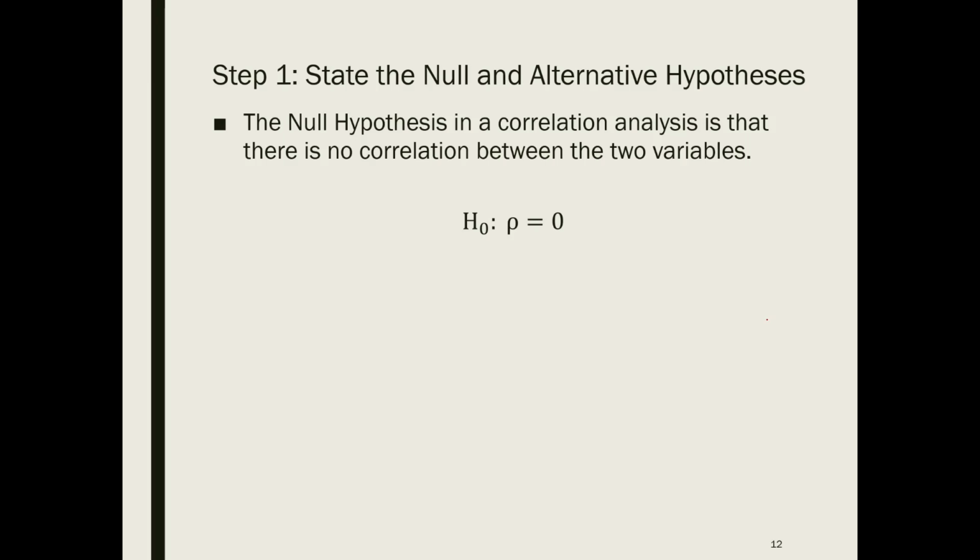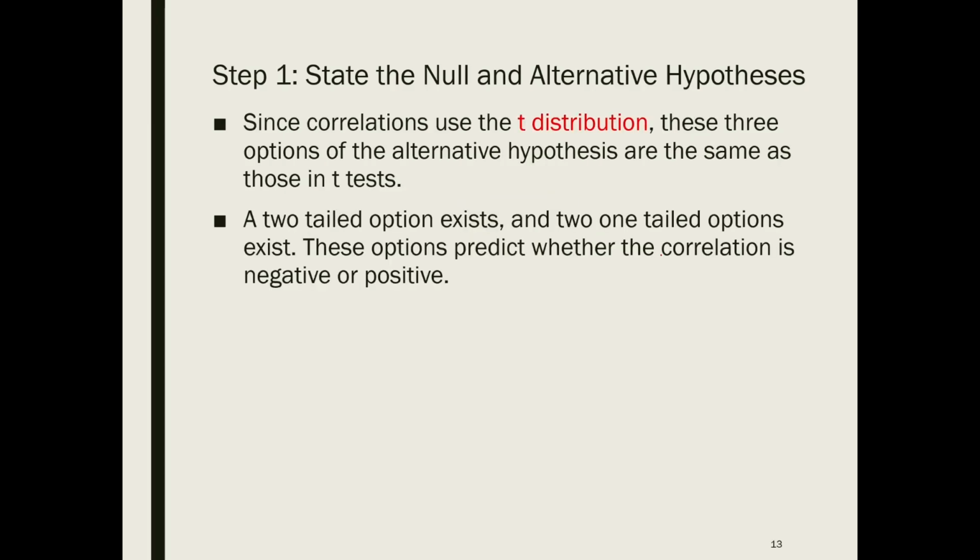Step 1 is to state the null and alternative hypothesis. The null hypothesis in a correlation suggests that there is no correlation. Very simple: rho equals 0. Rho is the population correlation, and it equals 0. There is no correlation.